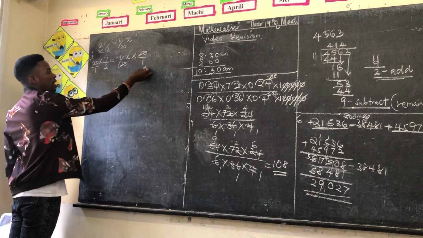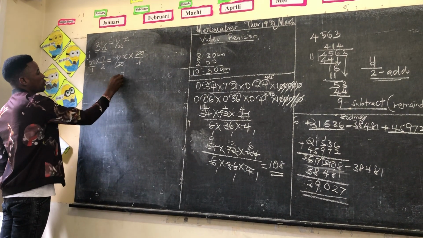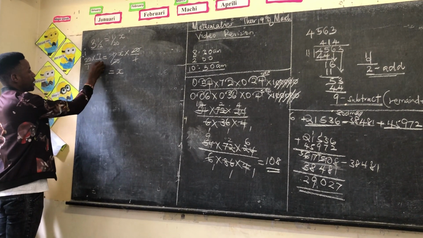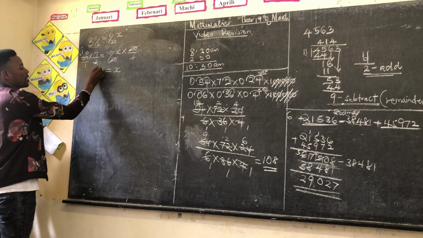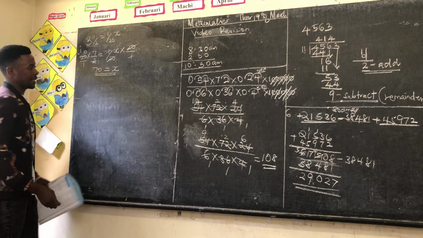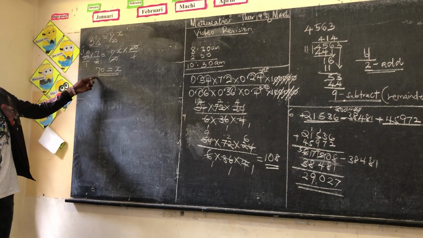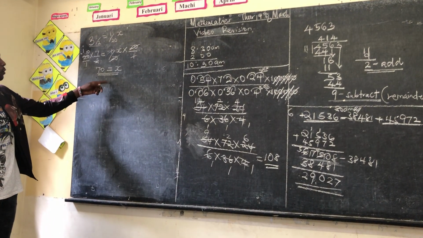So 20 and 20 cancel, 1 cancels. So we are left with x is equal to 1 by 2, 10. 10 times 7 is 70. So the value of x was 70.